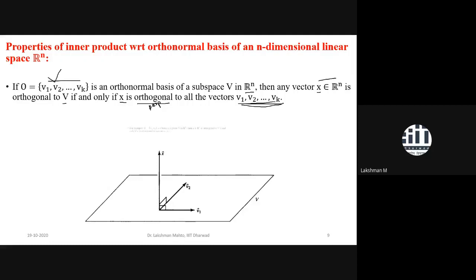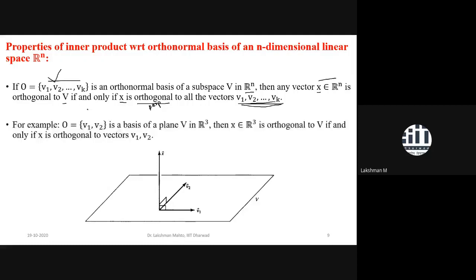I have taken one example. We are taking a plane in R3. A plane has two directions, which means its basis will have only two elements. So we take two vectors which are orthogonal, perpendicular to each other, and having unit norm. They form an orthonormal basis of this plane V. If we take any element x from R3, then x is orthogonal to this plane V if and only if x is orthogonal to the orthonormal basis vectors V1 and V2.